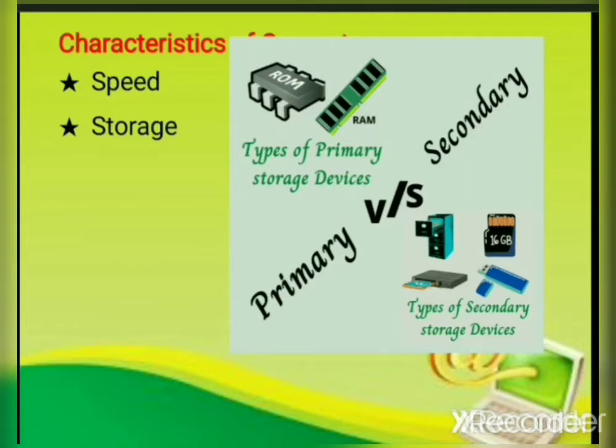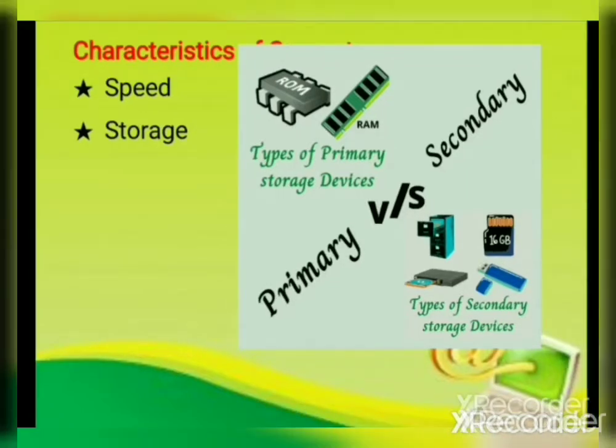As you can see in the picture, primary storage devices are ROM and RAM. So these are used by the computer to store the data temporarily. Secondary storage devices are DVD, CD, hard disk, pen drive, memory card. So these are used by the computer to store the data permanently.